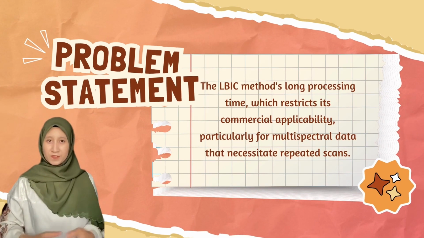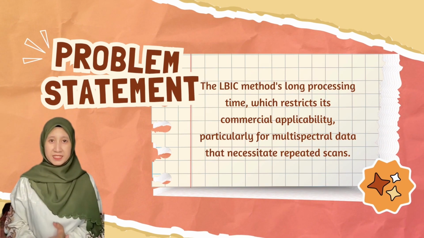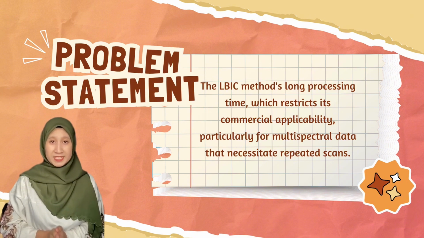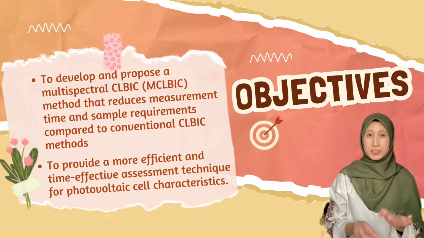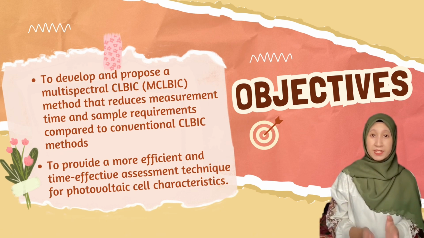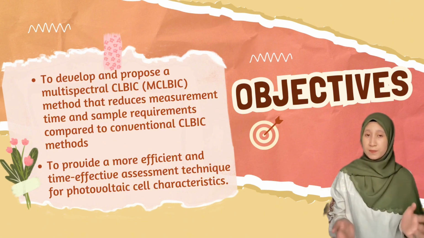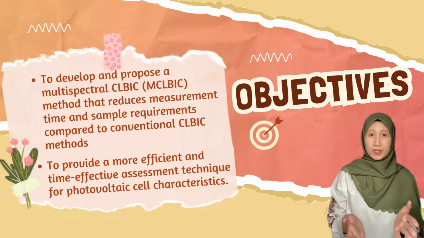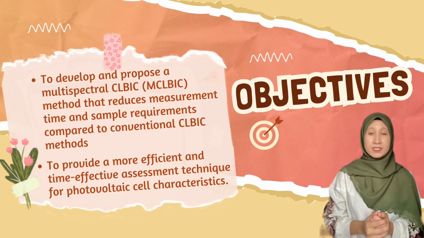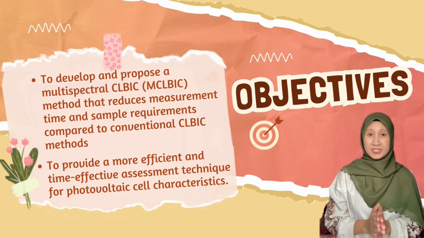The problem statement of this journal is that the LBIC method uses a long processing time, which restricts its commercial applicability, particularly for multispectral data that necessitate repeated scans. The objective of this journal is to develop and propose a multispectral CLBIC, MCLBIC, method that reduces measurement time and sample requirements compared to conventional CLBIC methods, and to provide a more efficient and time-effective assessment technique for photovoltaic cell characteristics.